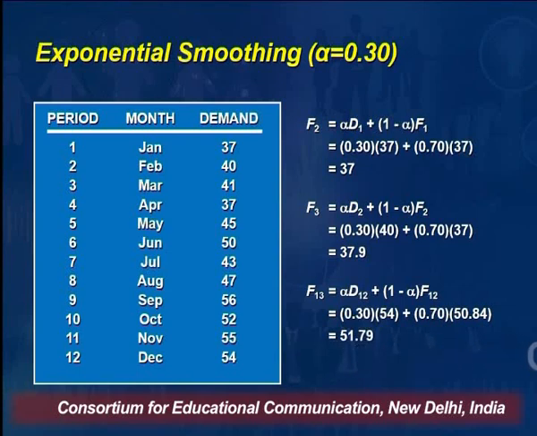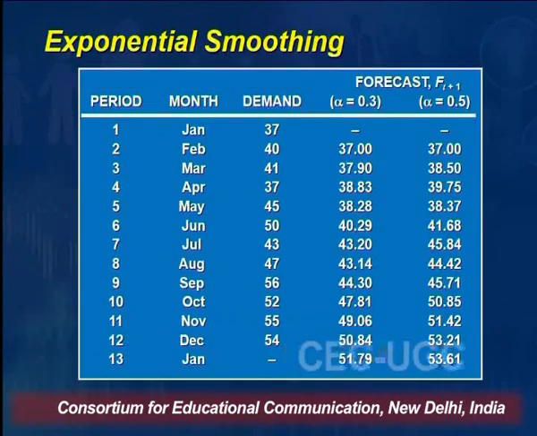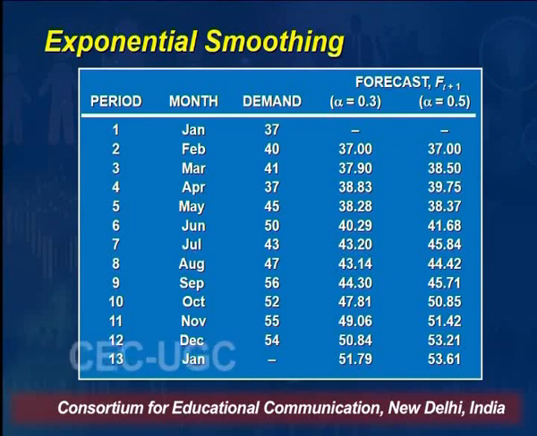So alpha into Dt plus 1 minus alpha into forecast. So accordingly we can forecast for the next month. So like this, the demand and for the next periods, when we put in the formulas, if we take alpha is equal to 0.3, these will be the forecast. If we take alpha is 0.5, then the last column will be the forecast. So like this we can calculate the forecast by using these formulas.